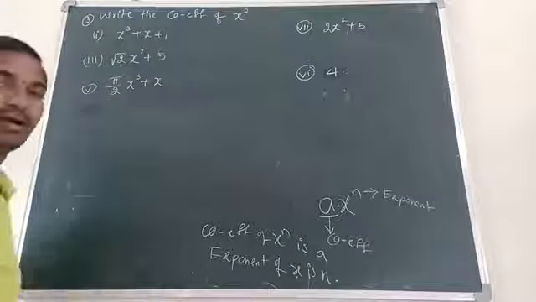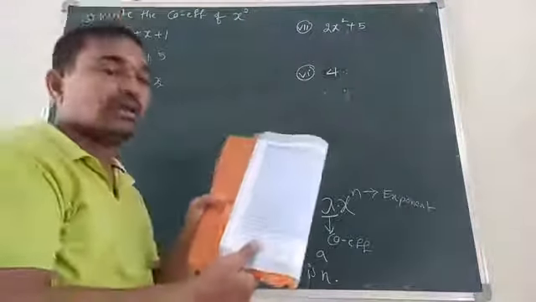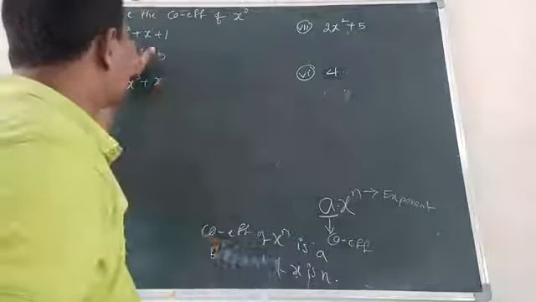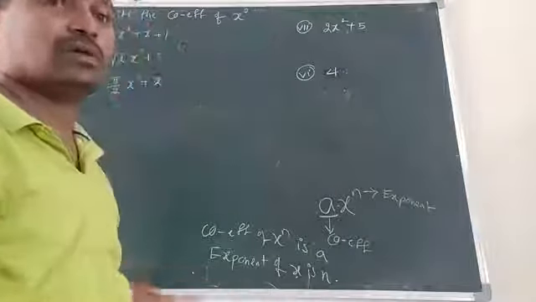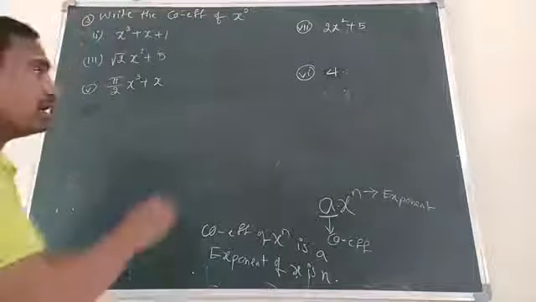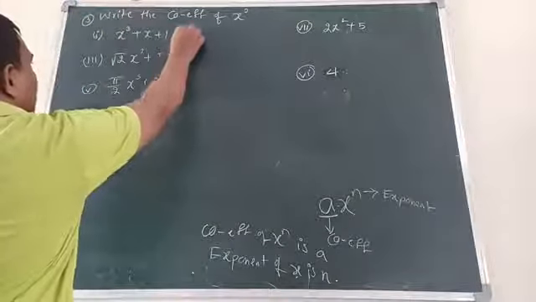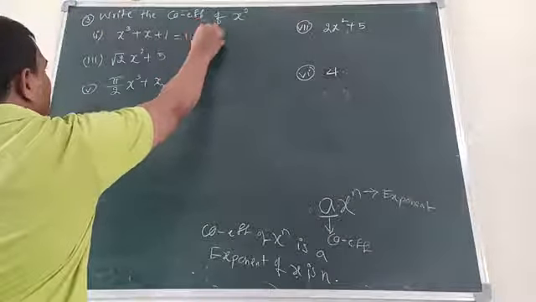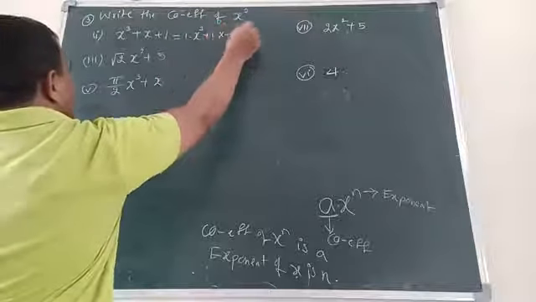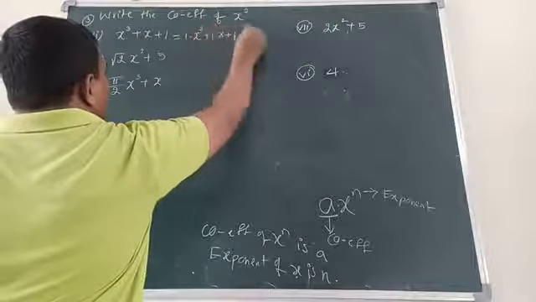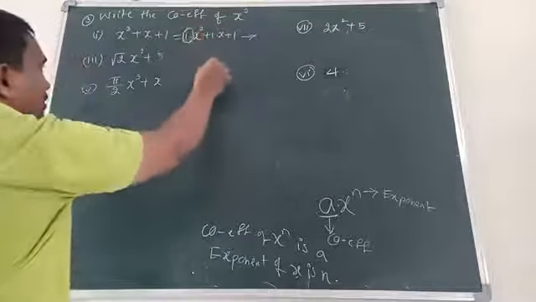For example, I have a book. How many books? 1 book. Here how many x cubes? 1 x cube. So coefficient of x cube is 1. So here we can write 1 x cube plus 1 into x plus 1. So coefficient of x cube is 1.